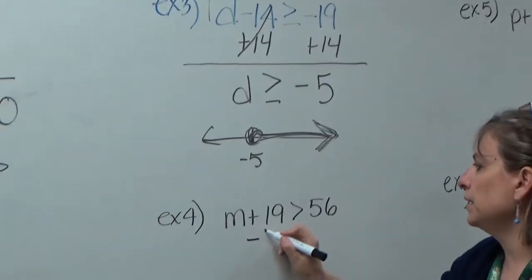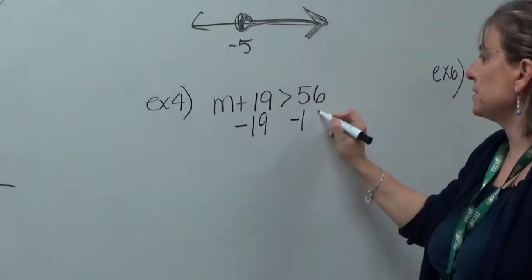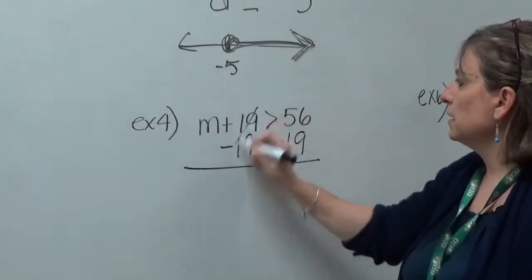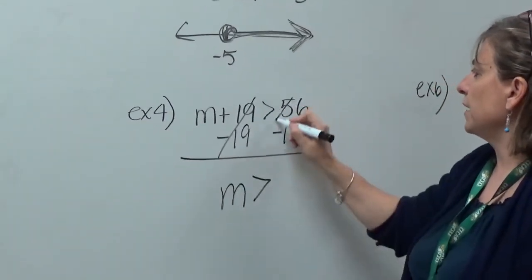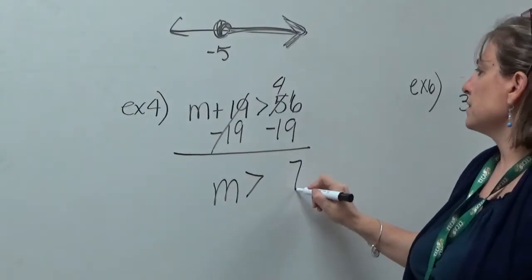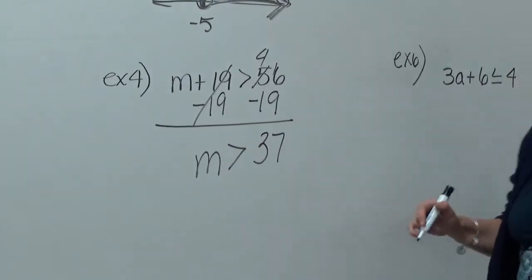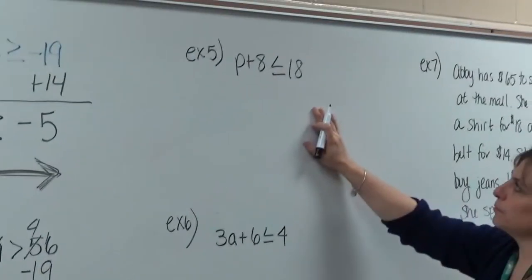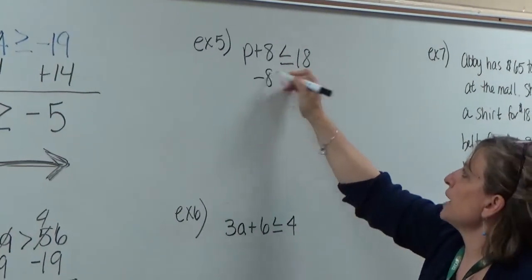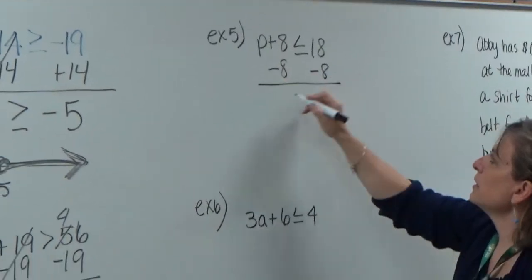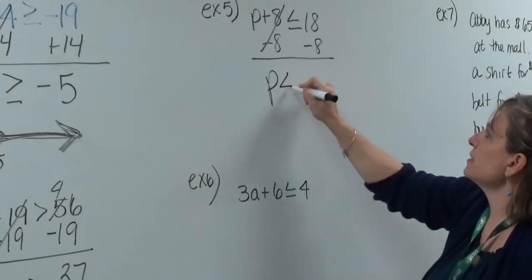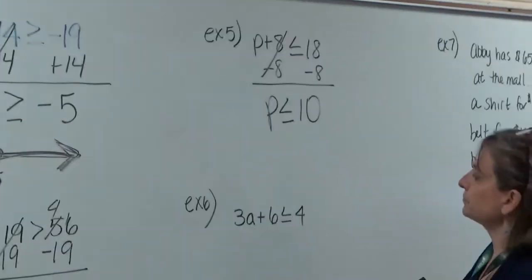Okay, here's another one. I'm going to do the opposite sign to get rid of 19. So I get m is greater than 37. I'm not going to graph it. I think you know how to graph. Okay, number 5, I'm going to subtract 8 from both sides. I get P is less than or equal to 10.